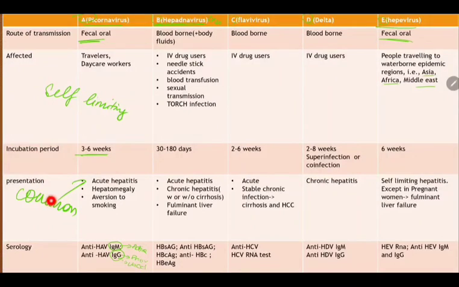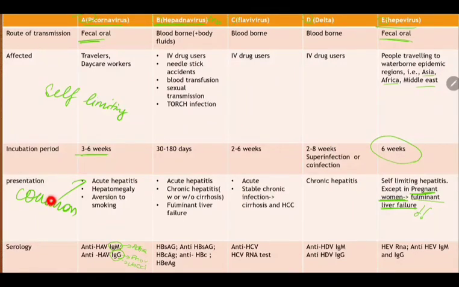The incubation period is 6 weeks. And again, it's a self-limiting hepatitis in healthy individuals, that is. It's usually self-limiting, doesn't cause too much, and it does not progress to any hepatocellular carcinoma or chronic hepatitis. But there's an exception, a very huge exception: pregnant women. If pregnant women are exposed to hepatitis E virus, it can lead to fulminant liver failure, which is an emergency, and can lead to proper liver damage.